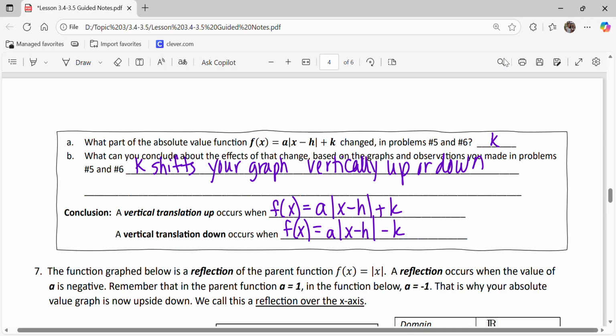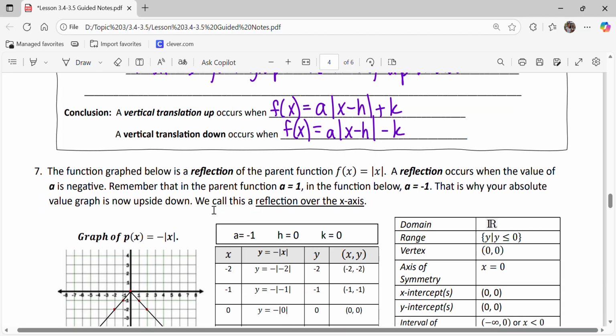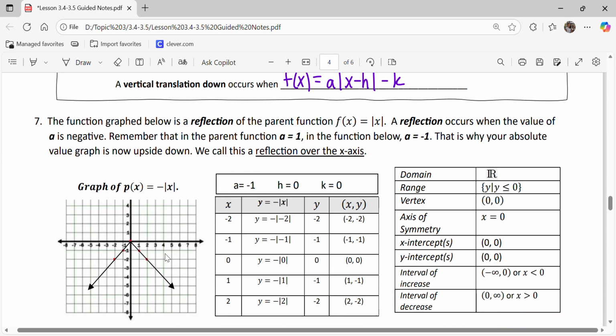And now here, the function graph below is a reflection of the parent function. A reflection occurs when the value of A is negative. Remember that for the parent function, the absolute value of x, A was always 1. So now A is negative 1. H is 0, K is 0. So it's the exact same graph as the parent function, just reflected over the x-axis, and it points down.